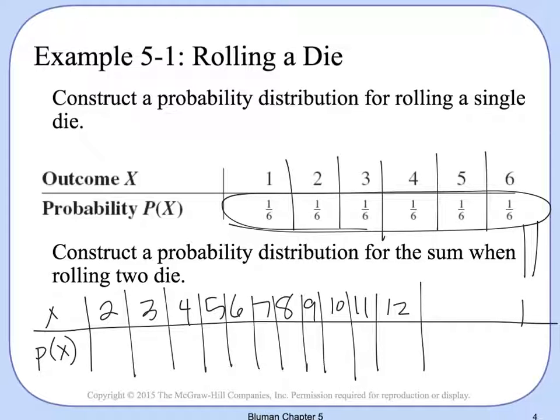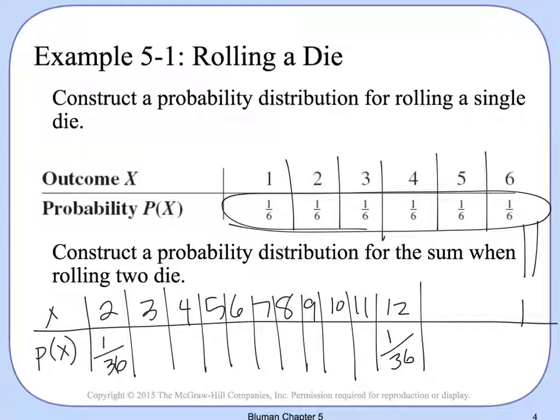Now snake eyes, the only way you can get snake eyes or get a 2 is if you get snake eyes. You get a 1 and a 1, right? So this has a chance of 1 out of 36. And the only way you can get a 12 on 2 dice is by rolling 2 6s. So that also has a 1 out of 36 chance. But all these other ones have different probabilities.